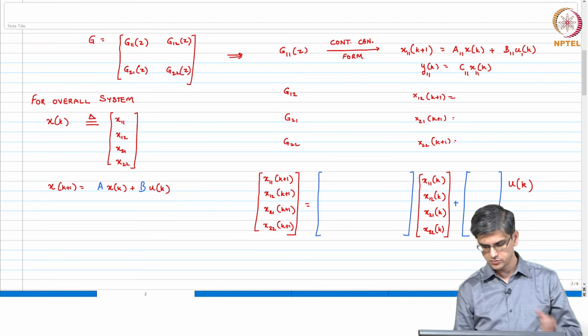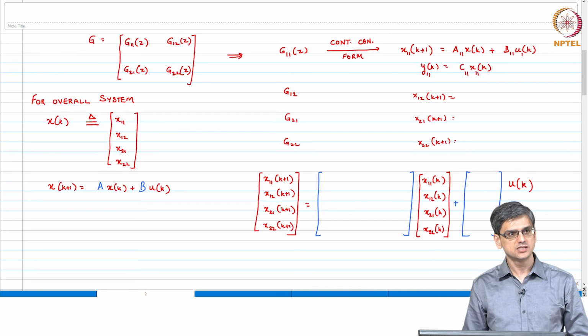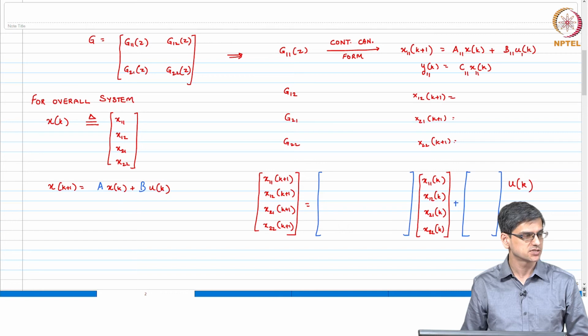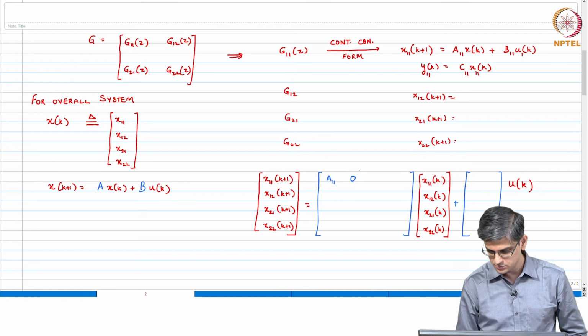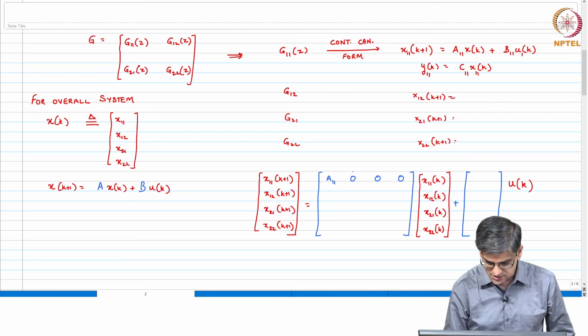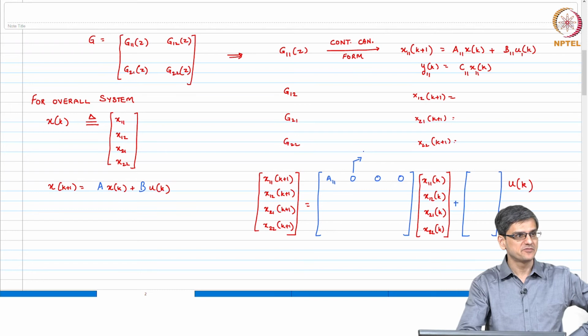Okay. So what is your first row in your A matrix going to be? What is the first guy? x11 k plus 1 is dash multiplied by x11k, that is A11, plus dash multiplied by x12k, then 0, 0, 0. What is the size of this 0? How many rows and how many columns does it have? Will it be of the same size as A11? Not necessarily. It is the same size as A12, that is true.